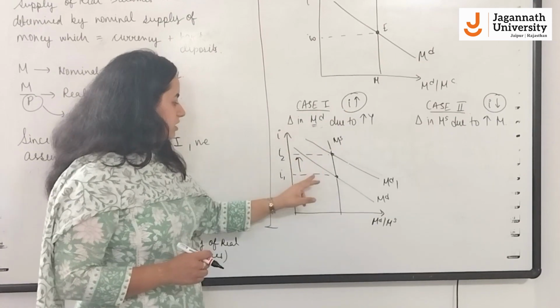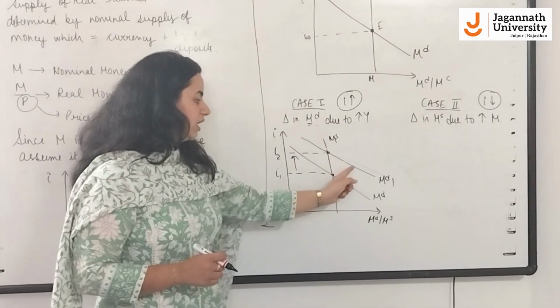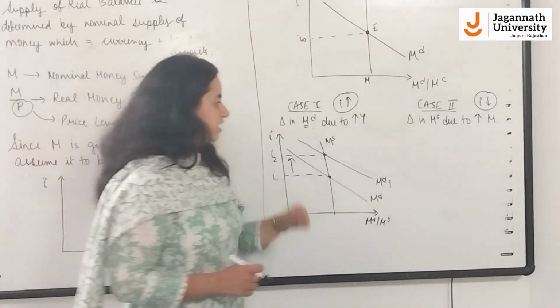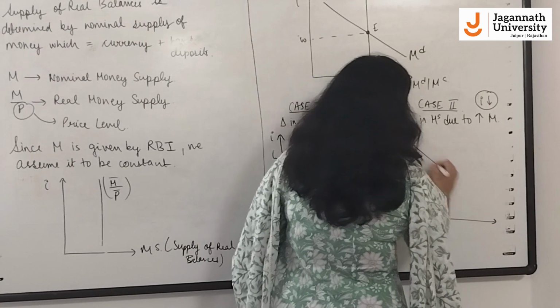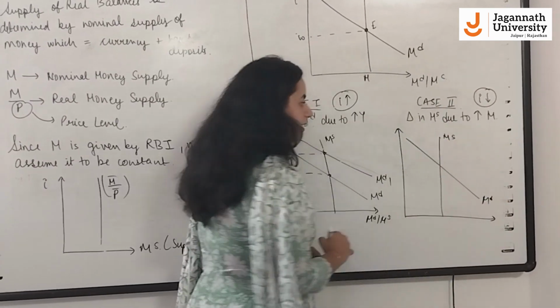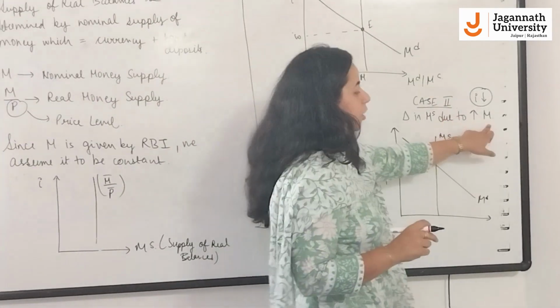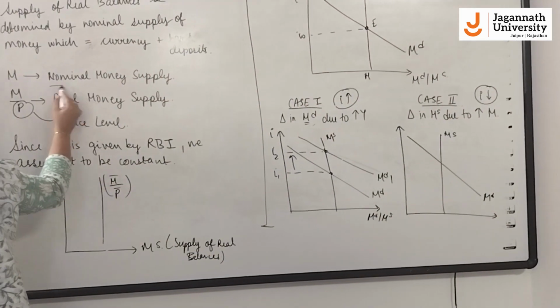So the interest rate is rising in this case, when there is a change in money demand due to a change in income. Second case. Now suppose there is a change in money supply. Because nominal money, M, was, what is M? It is the nominal money supply.